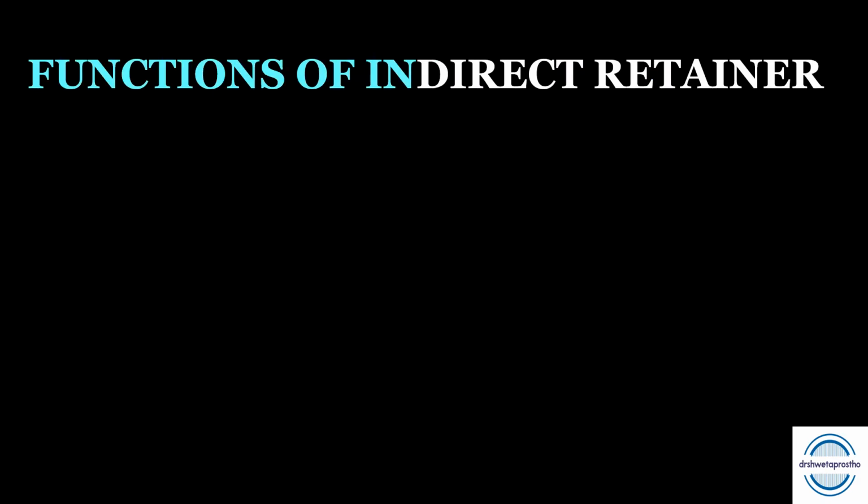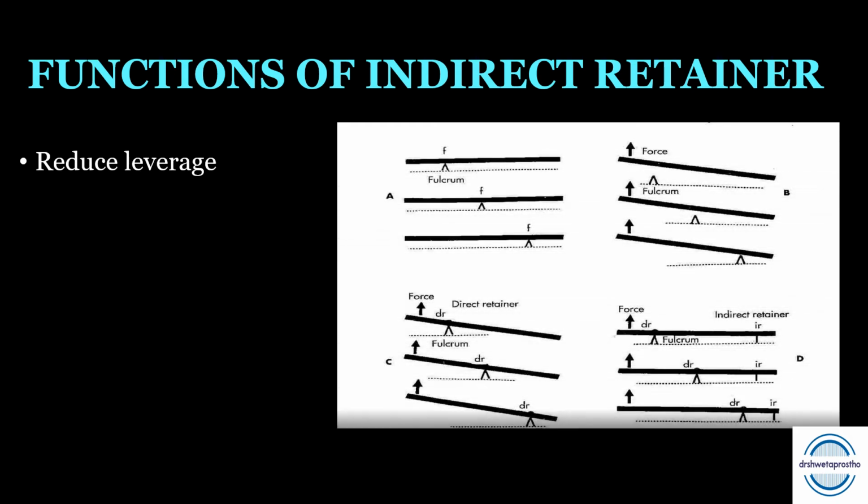Functions of indirect retainers. The first and very important function is that it reduces the leverage. Let us understand in this picture, the rod is like an RPD. If there is no direct retainer as shown in part B, the rod will get lifted up. That is, no direct retainer, no retention, RPD will get dislodged. Now in part C, we have given the direct retainer. The RPD will not lift, but it will get rotated around the fulcrum line. When we place the indirect retainer as shown in part D, the rotation is minimized.